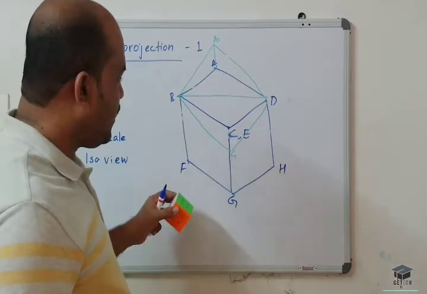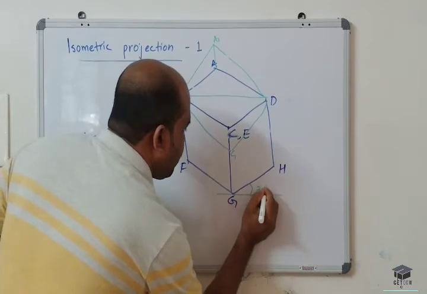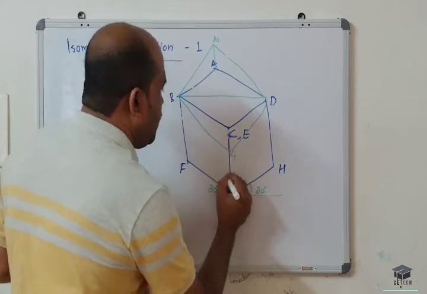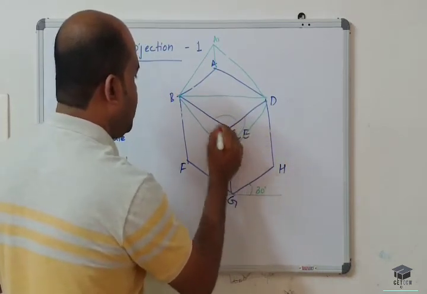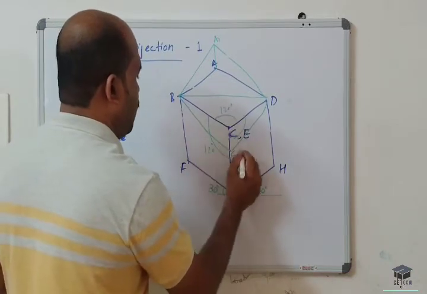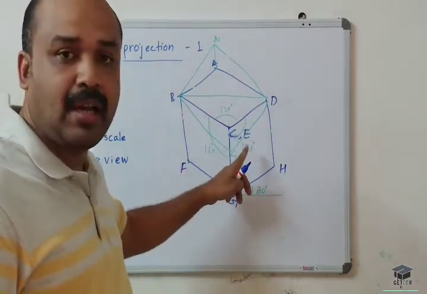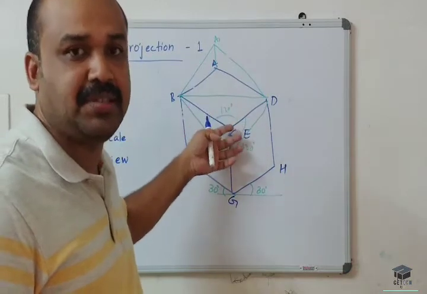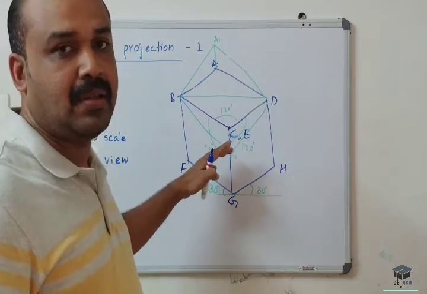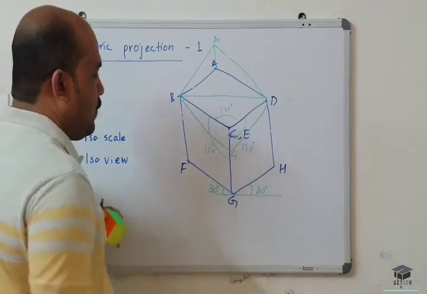Now if you measure the angles, you can see that this is 30 degree, this is 30 degree, then these angles are 120 degree each. You should remember that these angles are not the angle between these lines and the vertical plane. These are the angles in the front view, or the apparent angles. So this is 30 degree.